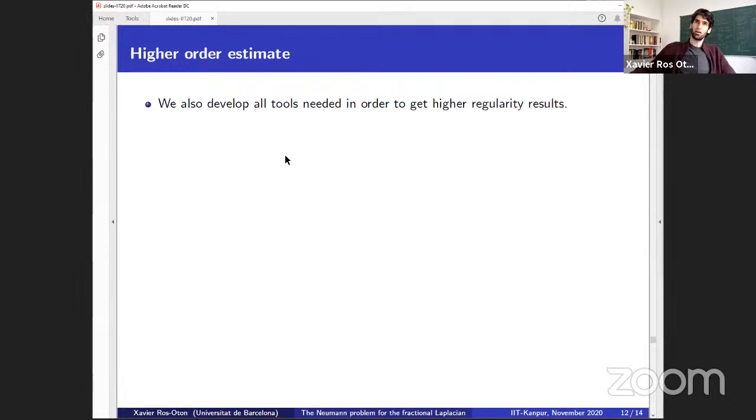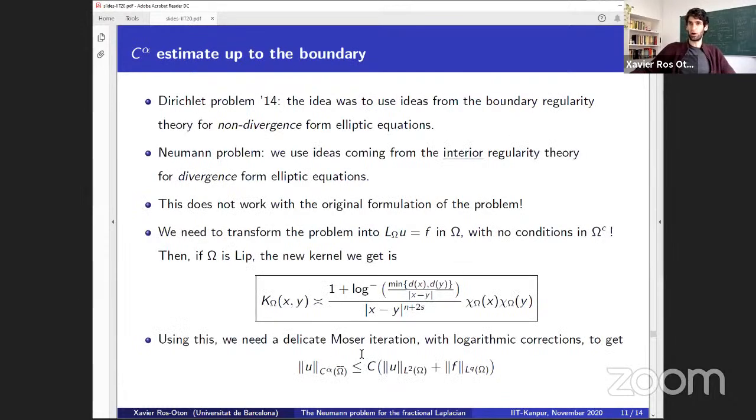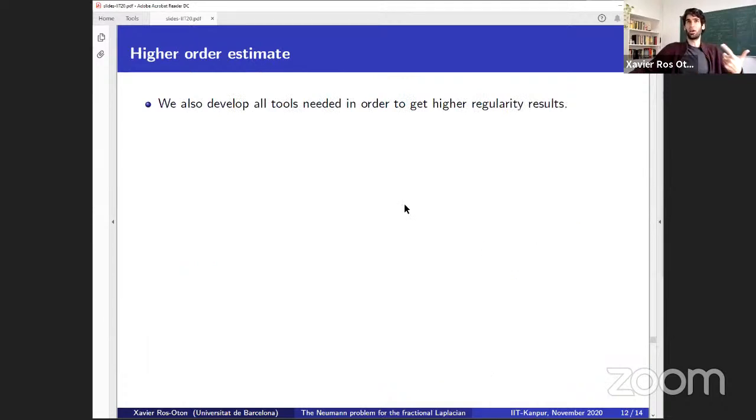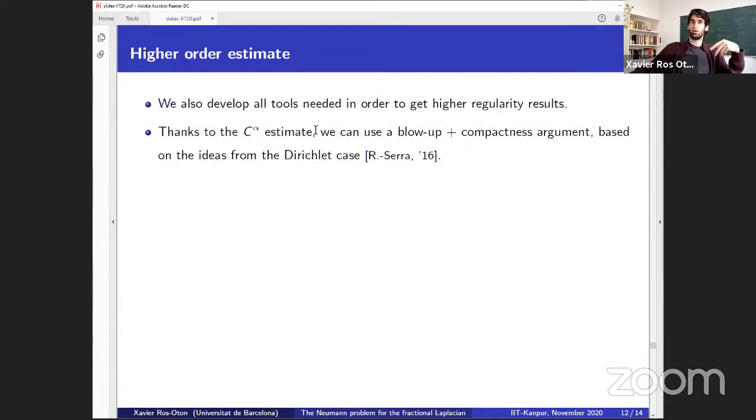And basically then, once we have this C alpha estimate up to the boundary, how do we prove the higher order estimate? Well, we also develop all the tools that we need in order to get higher regularity results. Thanks to the C alpha estimate, we have compactness. You really need a C alpha estimate in order to do any blow up or compactness argument, because you need this uniform bound in C alpha in order to get compactness by Arzelà-Ascoli.